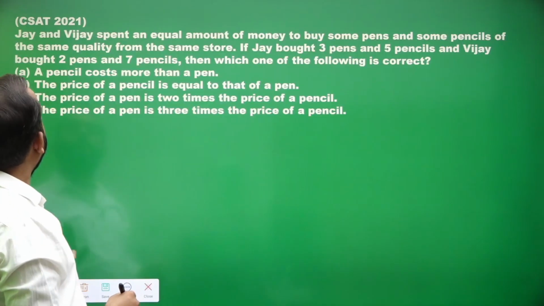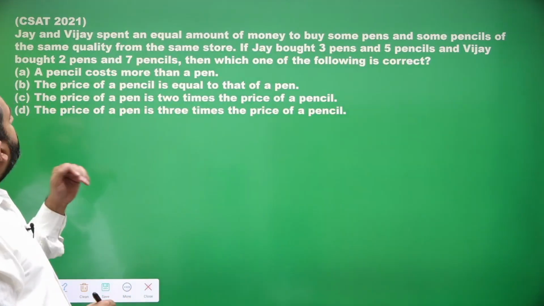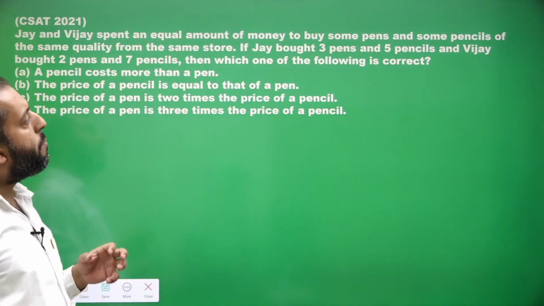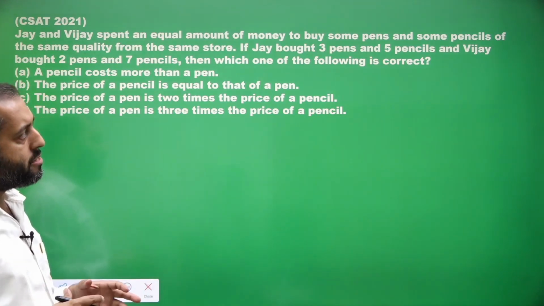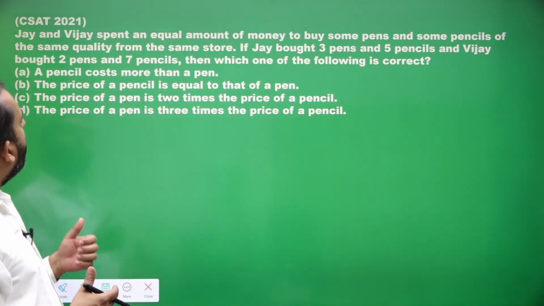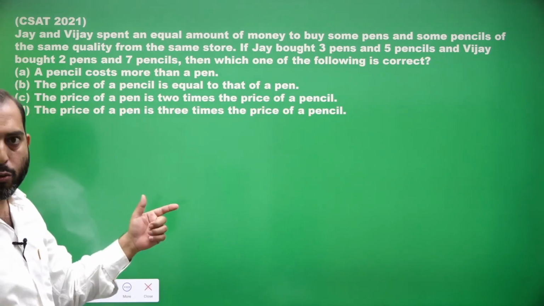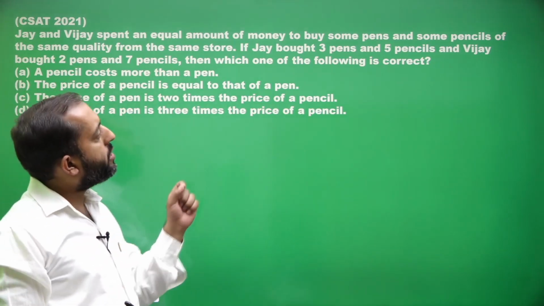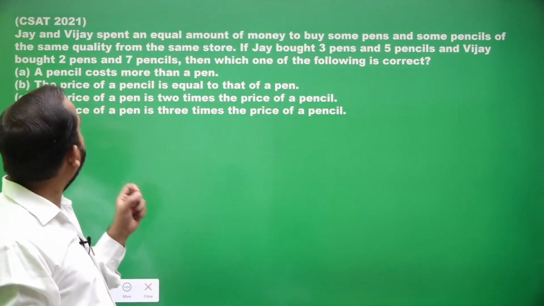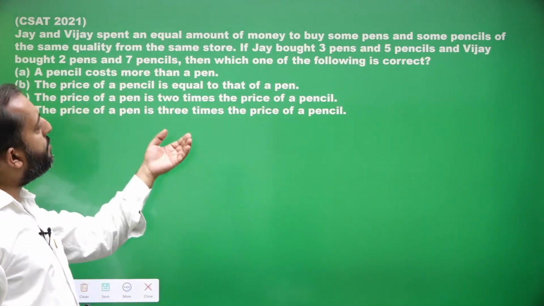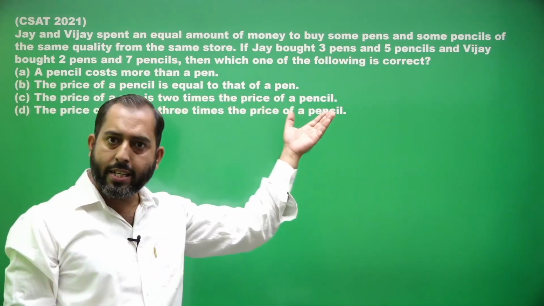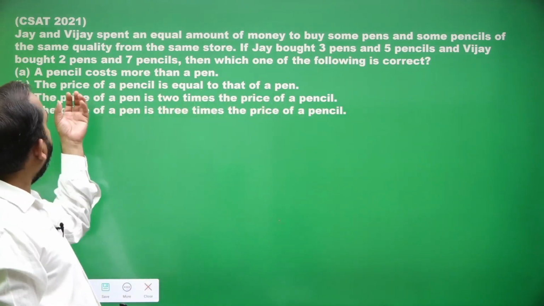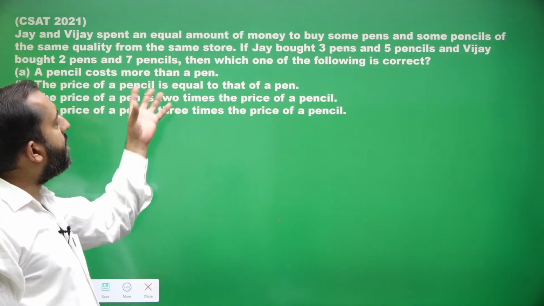Next problem is this. Jay and Vijay spent an equal amount of money to buy some pens and some pencils of the same quality from the same store. If Jay bought 3 pens and 5 pencils and Vijay bought 2 pens and 7 pencils, then which one of the following is correct? Option A: a pencil costs more than a pen.